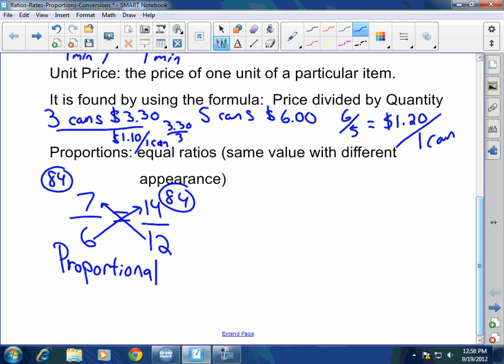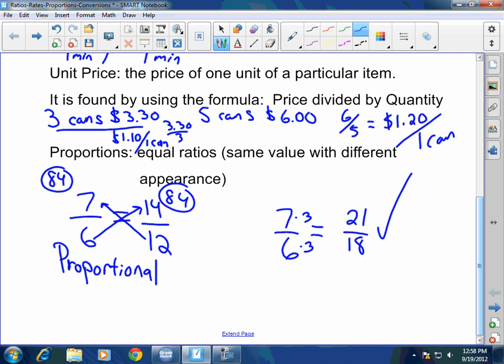They are, because they are the same value, different appearance. Now, sometimes you can see the relationship without having to cross multiply it. For example, what did I multiply 7 by to get to 21? What's 6 times 3? 18, right? So are they equal? Yes. Are they proportional? Yes. That makes sense.